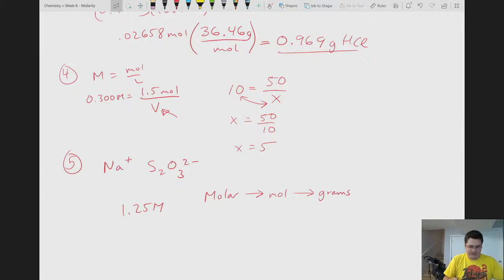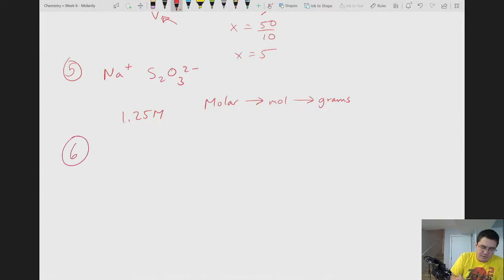Number 6 is kind of an interesting one. This is kind of like how AP Chem structures a lot of their questions. They want you to draw and think through. These are called particle level representations. So they want you to draw little particles, even though we can't see them. They want you to visualize them.